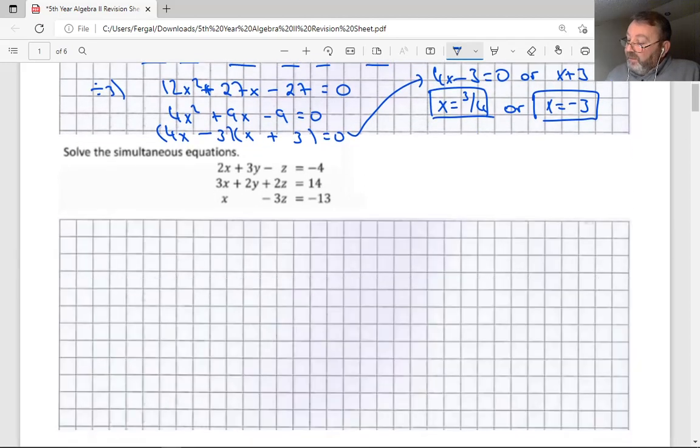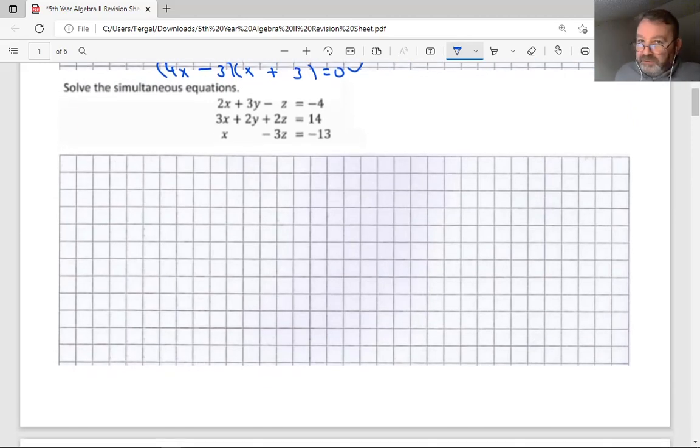Okay, next one. Solve the simultaneous equations. I know you love these because they're a real set piece, and you know they are doable once you take your time. Tiny steps in the beginning will make big trouble for you as you go along. So let's work this out. Let's see what we'll do here.